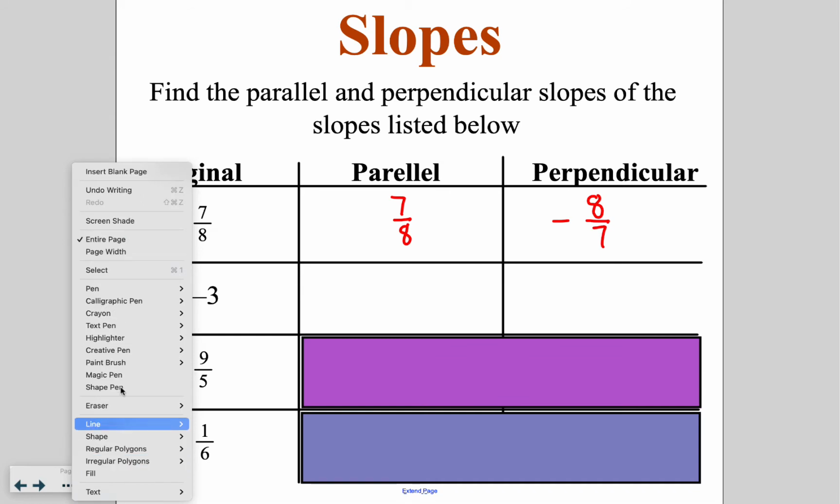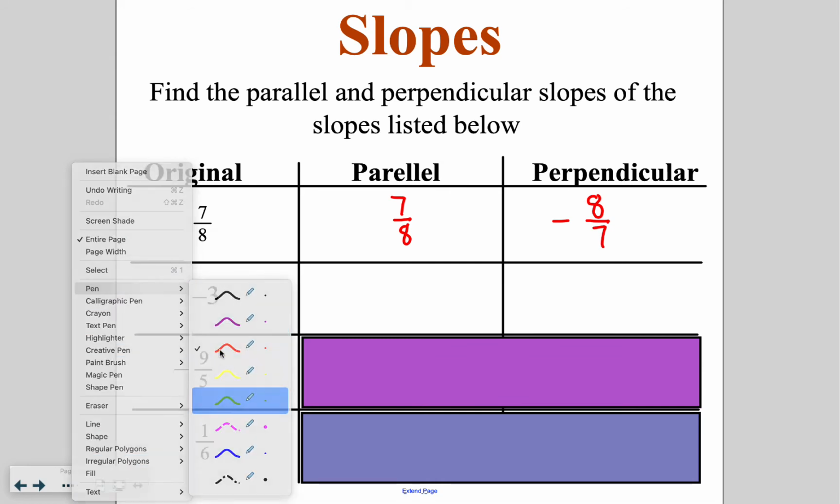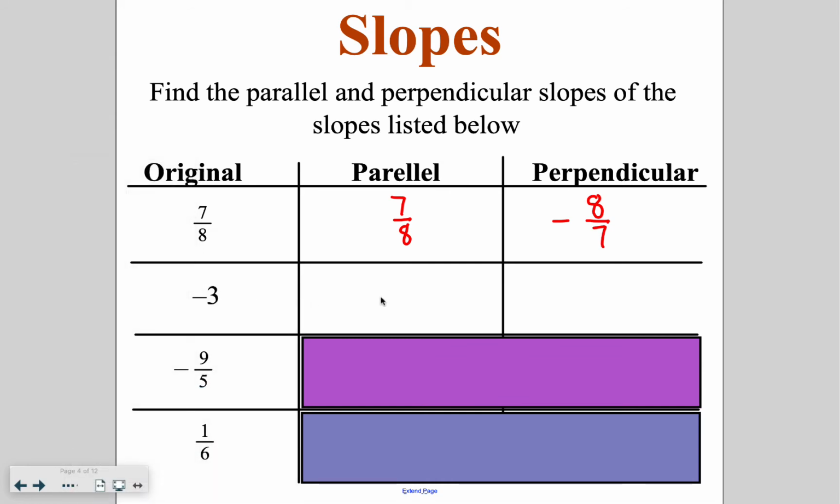If I come to this next one, if my original slope is negative 3, my parallel slope is also going to be negative 3. My perpendicular then would go from negative to positive, and from 3 over 1 to 1 over 3. I want you to go ahead and try to find the parallel and perpendicular slope for negative 9/5 on your own.